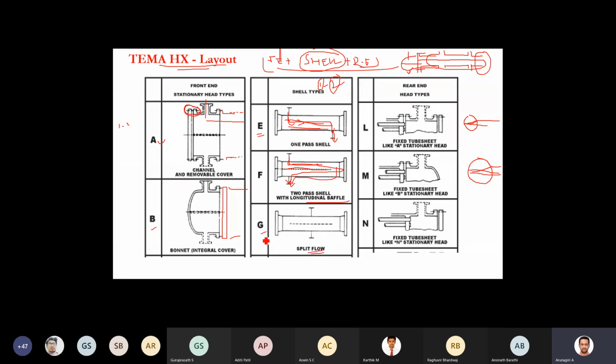Okay, so another case is the split flow arrangement. Normally, these G type shells are preferred for very high flow rates. The difference between F and G is that here all the fluid entering the shell side will flow above the longitudinal baffle and below the baffle. But in this case, split flow, the fluid is divided or bifurcated. So some fluid will go this side, some fluid will go this side.